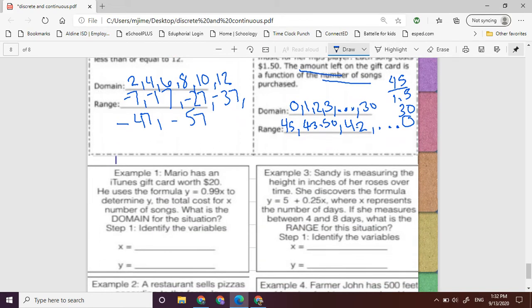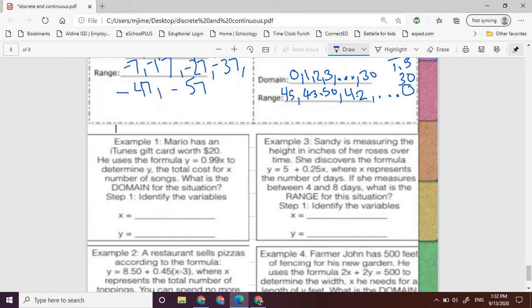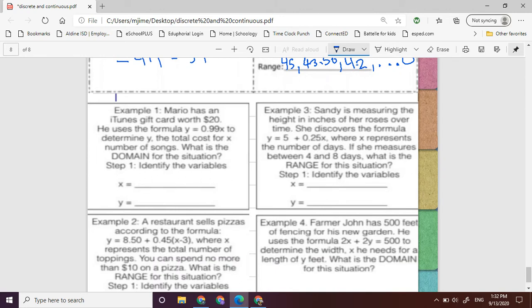All right, let's look at this next problem. I want you to identify the X and Y, and then give me whatever the domain is. For this first problem, it wants to find X, so we're going to write our domain underneath here. We're going to change that to domain. This one wanted range, so we're going to change this one to range. Domain, the gift card: we still figured this out. This is going to be discrete, and it's the number of songs.